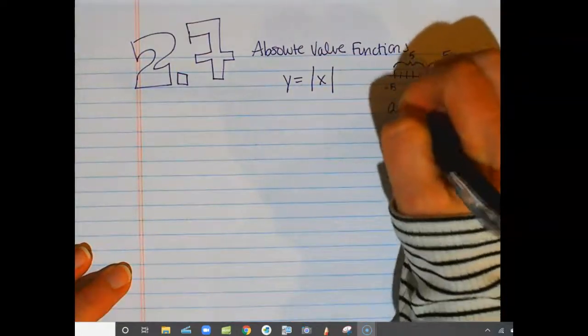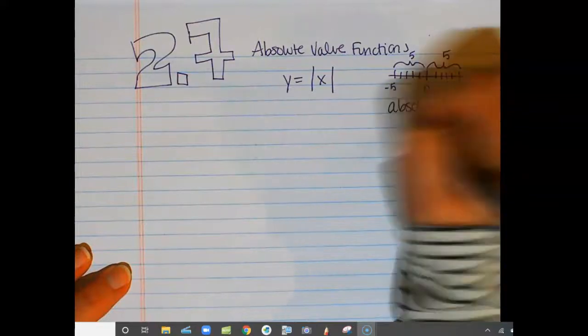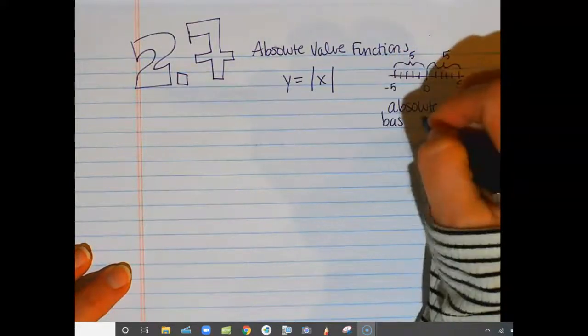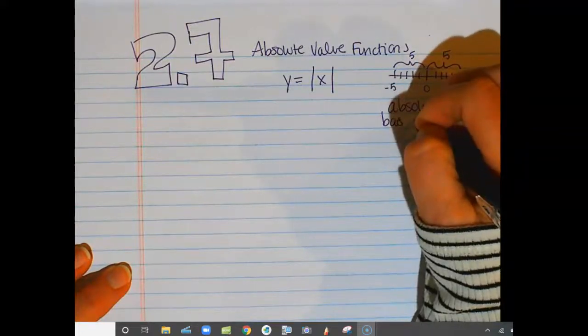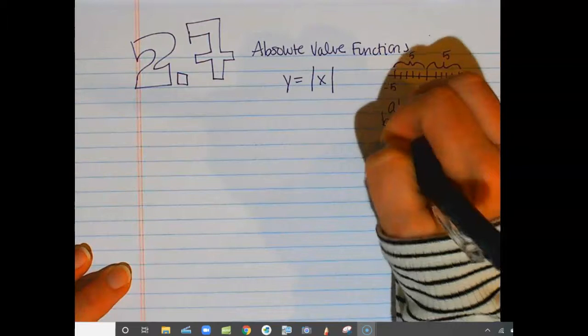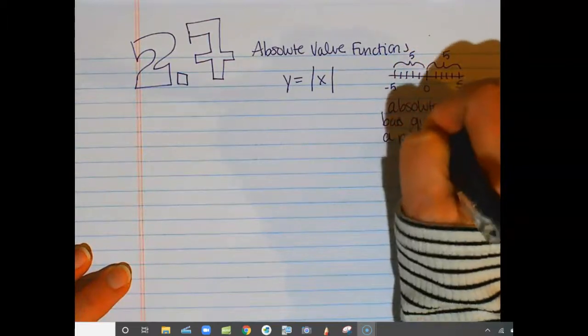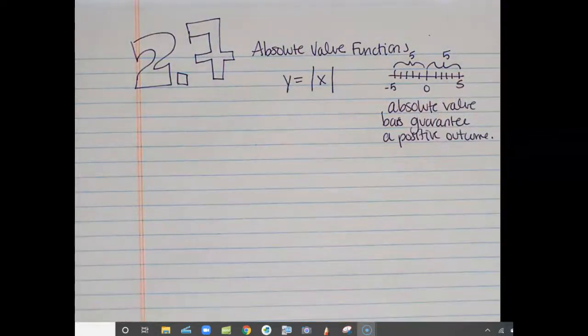So absolute value bars guarantee a positive outcome. So we're going to learn to graph these today. These are like linear functions, but they're not linear. They have a different shape.